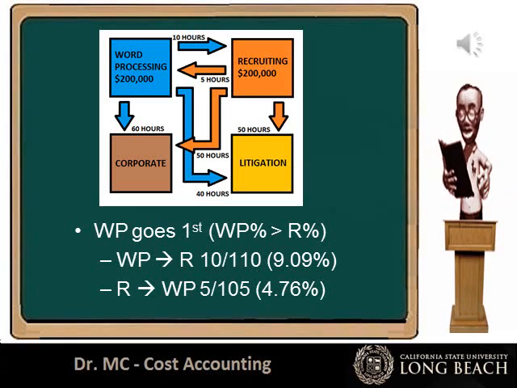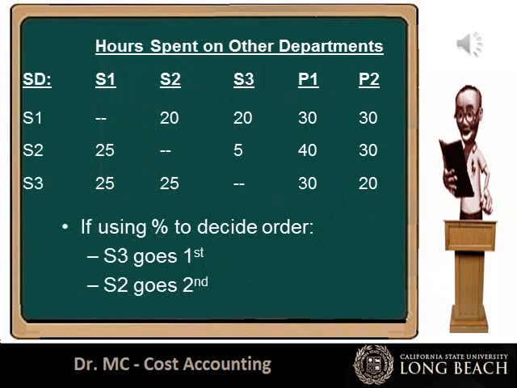In the example shown in this slide, Support Department 1 spends 40% of its hours on the other support departments. Support Department 2 spends 30% of its hours on the other support departments, and Support Department 3 spends 50% of its hours on the other support departments. Therefore, Support Department 3 goes first.